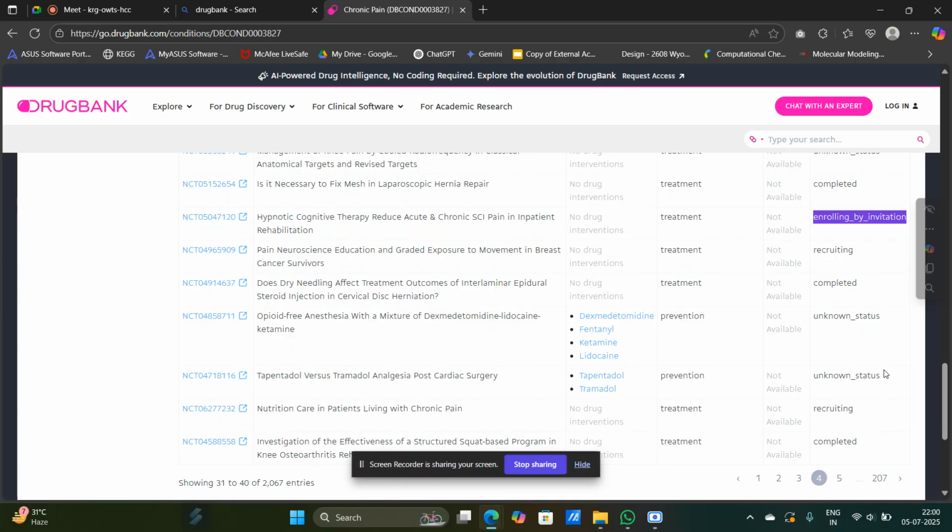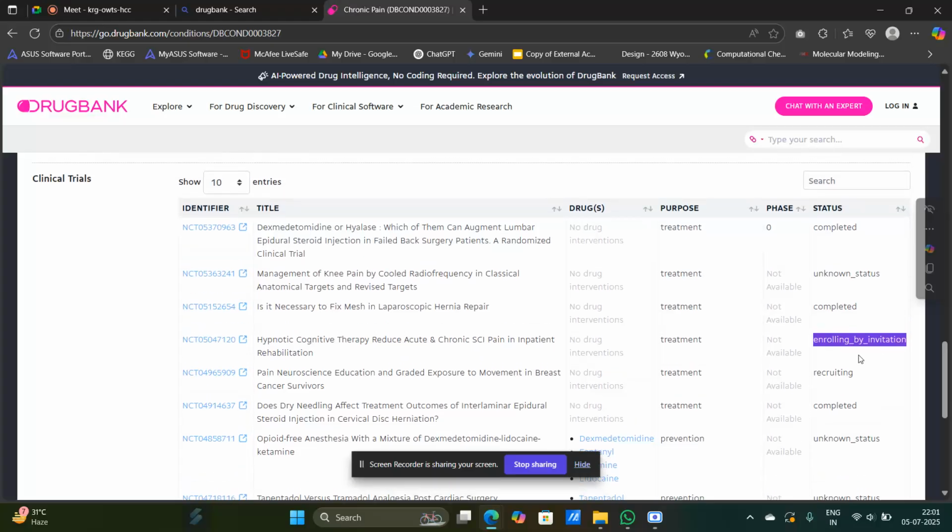And then there might also be something like terminated written under the status. Terminated basically means the participants' enrollment happened, but because of some safety reasons, they stopped the study at an early stage. Are you guys able to understand?